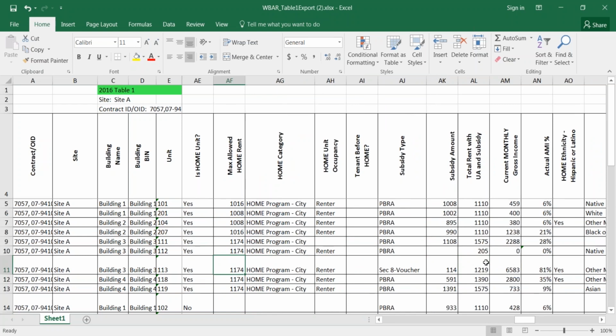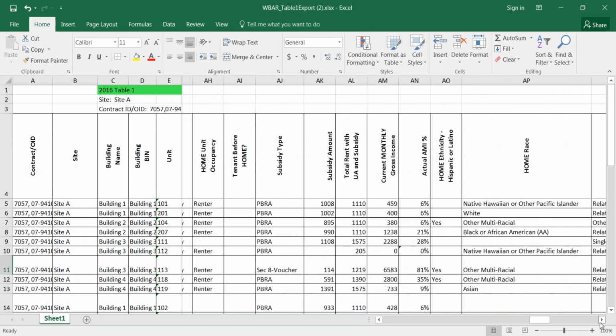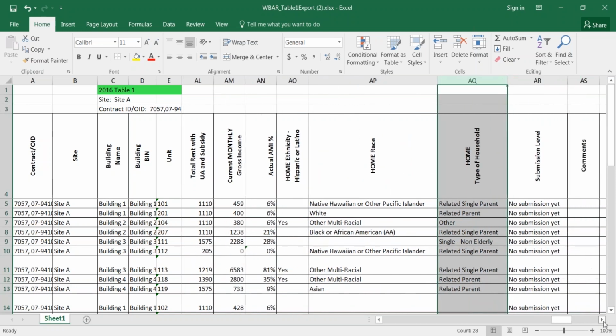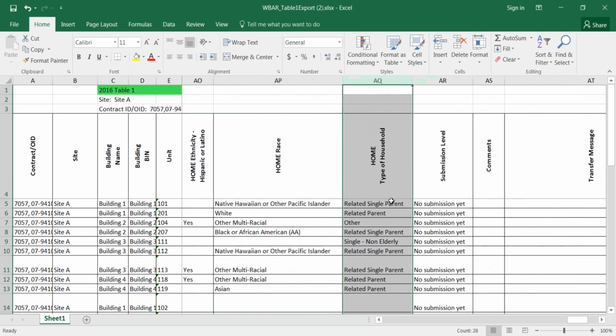So I go through, I look at the HOME program unit, I look at the HOME program category and make sure that the correct category is reported. It should most likely be renter, but vacant for those HOME program units that are vacant at year end. All of the HOME race categories should be filled. All of the HOME head of household categories should be filled, and they should make sense. And if the unit is vacant at year end, then the HOME type of household should also be vacant.